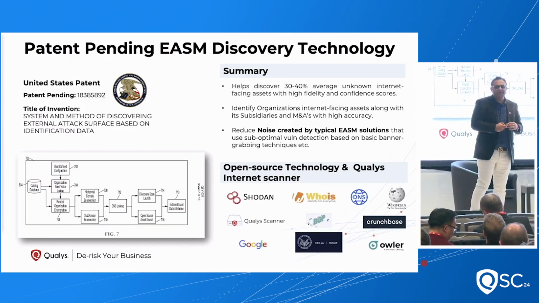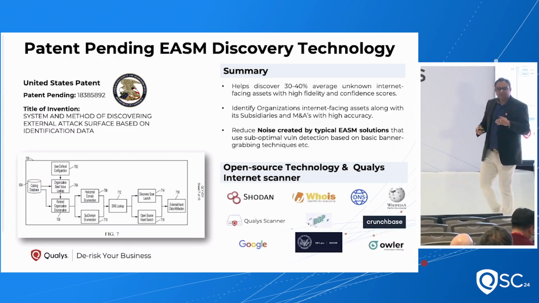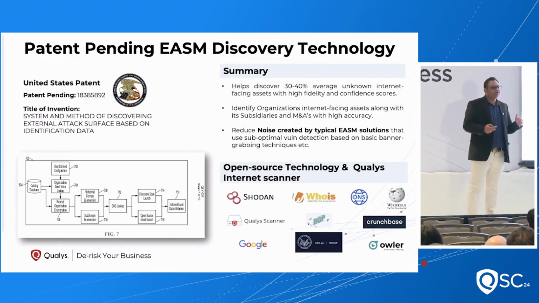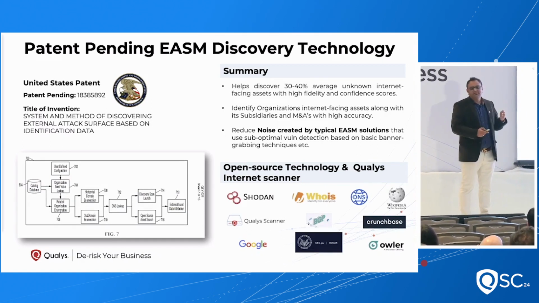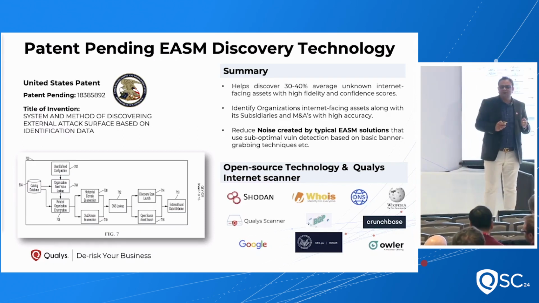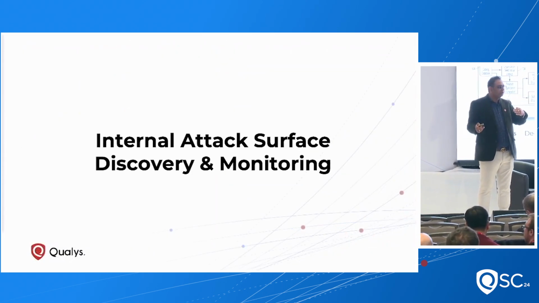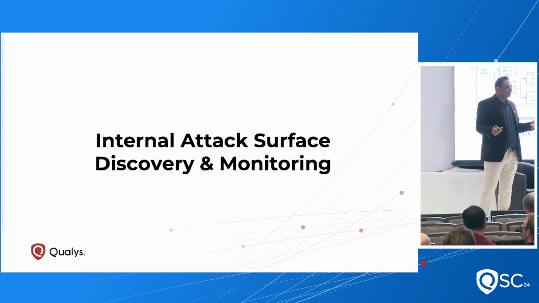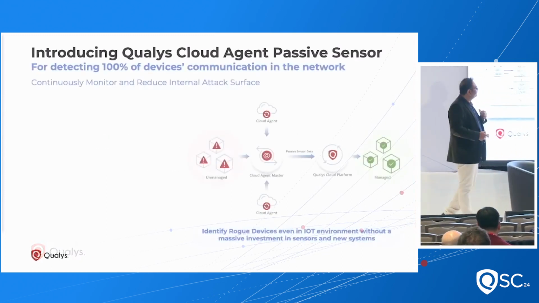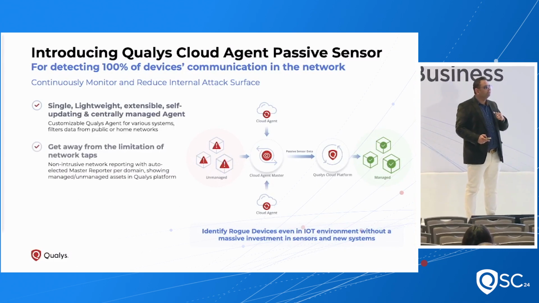So we have built a patent pending algorithm where we are improving the accuracy and the high fidelity detection so that you exactly know that these assets belong to your organization. And after the discovery, we are also showing you high, medium, low confidence score. So then you know that this asset with a high confidence score is 100% attributed to my organization, right? So that's how we have filed this patent, which is currently pending. Now that was all about the external part.